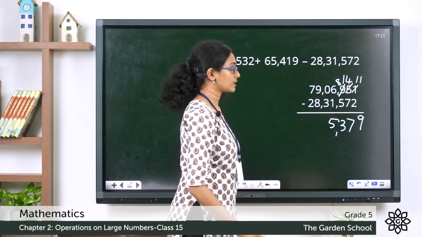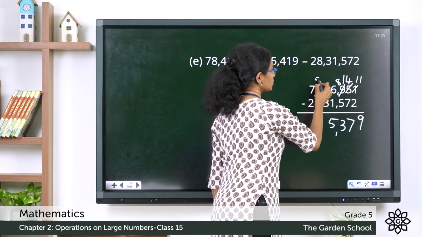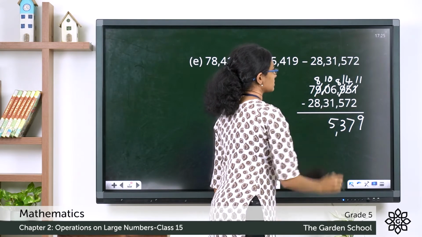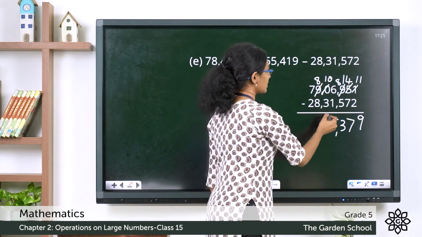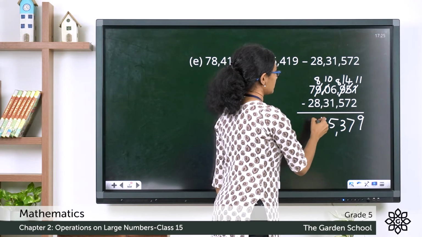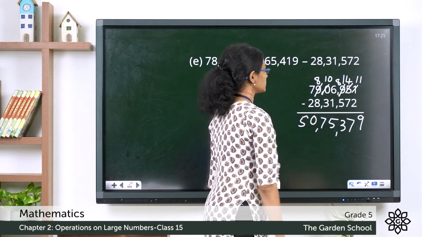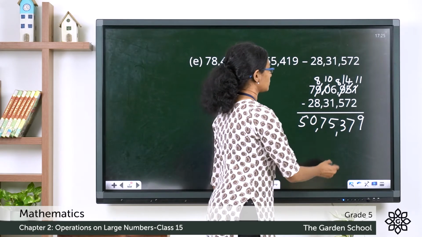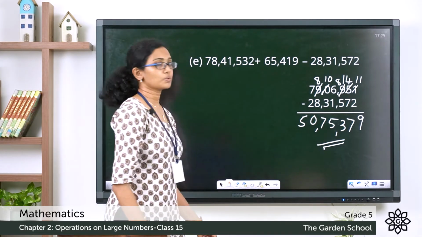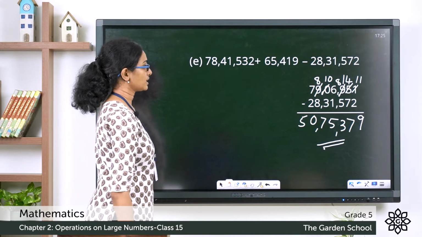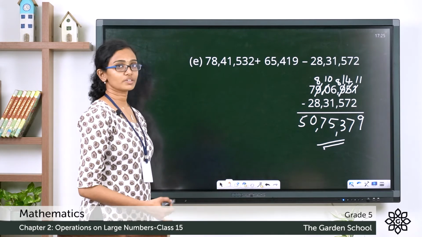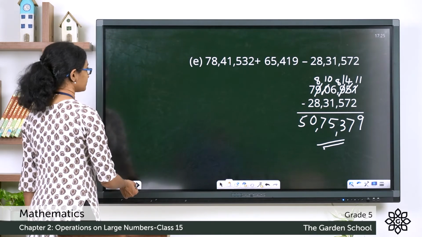0 minus 3, we cannot do. So we borrow, making this 8 and making this one 10. So 10 minus 3, it is 7. Now 8 minus 8, 0. 7 minus 2, it is 5. So what is the solution for this one? It is 50 lakh 75,379.